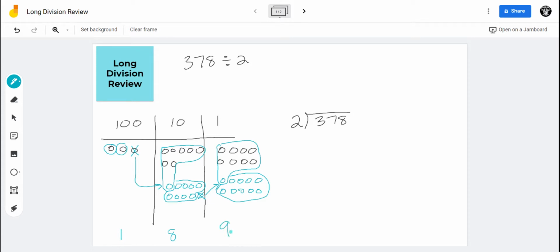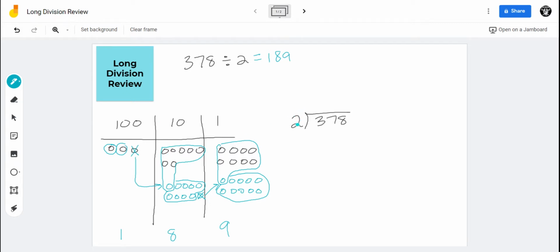So I've got 189 as my answer. Okay, so now I know that my answer is going to be 189, but I also need to be able to do these math problems using the standard algorithm as well as the place value discs. And you'll find out that the standard algorithm really does match up to the same exact thing you're doing with the place value discs. It's just a different way of looking at it.